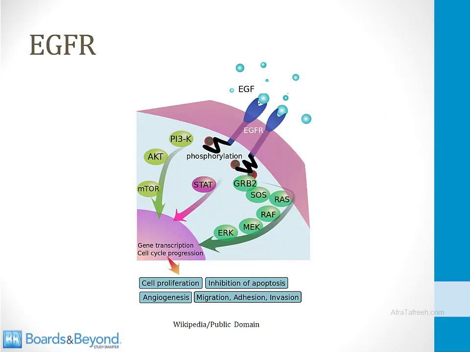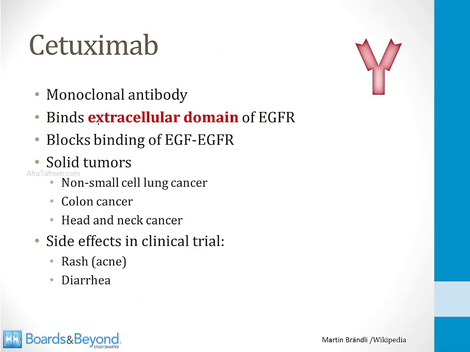And here's a picture just to help this stick in your mind. So EGF molecules will bind to the EGFR. That will lead to phosphorylation of tyrosine amino acid residues on the EGFR, and that will lead to the downstream effects of the receptor. Cetuximab is a monoclonal antibody that binds to the extracellular domain of the EGFR, and in doing so, it blocks the binding of EGF to EGFR and prevents activation of the EGF system. This can be used in some solid tumors, including non-small cell lung cancer, colon cancer, and also head and neck cancer. The side effects that have been seen in clinical trials include an acne rash on the face.